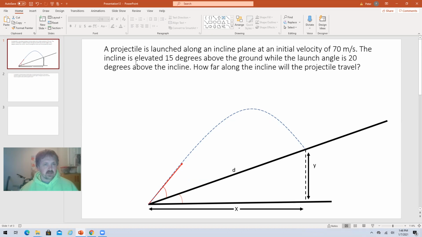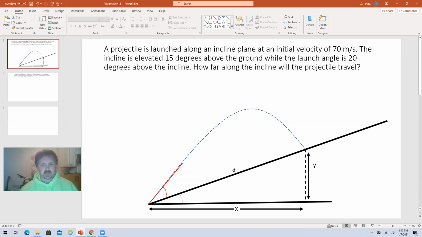So the actual details of the problem: a projectile is launched along an inclined plane at an initial velocity of 70 meters per second. The incline is elevated 15 degrees above the ground. That would be this angle right here. And the launch angle is 20 degrees above the incline. That would be this angle. You can already see these are adjacent angles, so we can absolutely add them, and so the launch angle is actually 35 degrees above the actual ground, okay? So again, we're asked to calculate how far along the incline the projectile will actually travel.